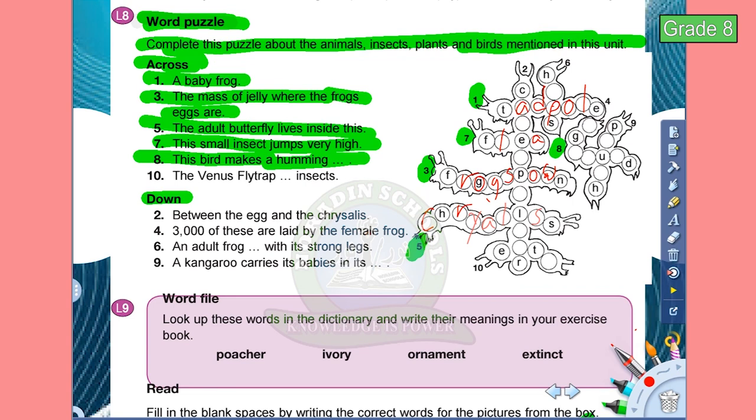How many letters do you have here? You have U and D. How many letters are missing? 1, 2, 3. So we have 2 letters out of 5.